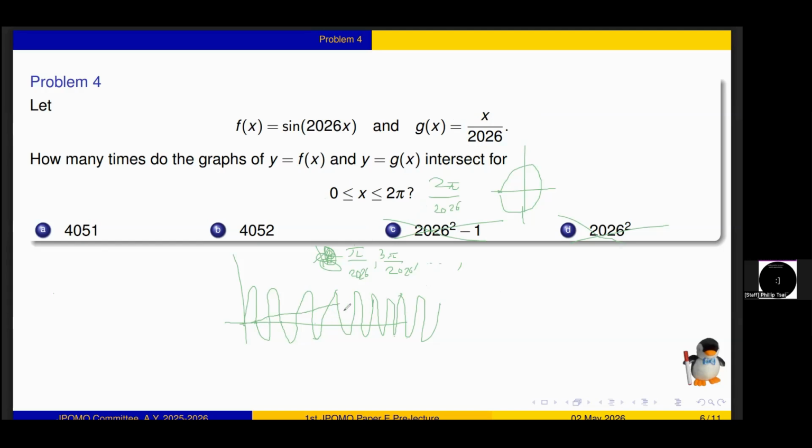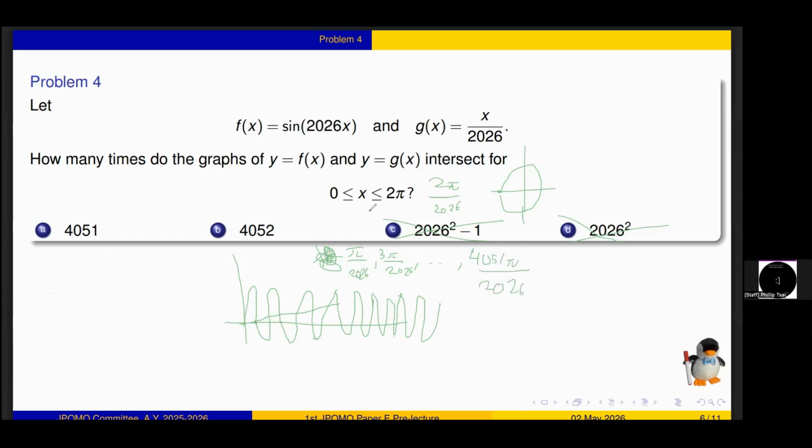Therefore, you only need to count here. And notice the last time it's still less than 2 pi is at 4051 over 2026, 4051 pi over 2026.